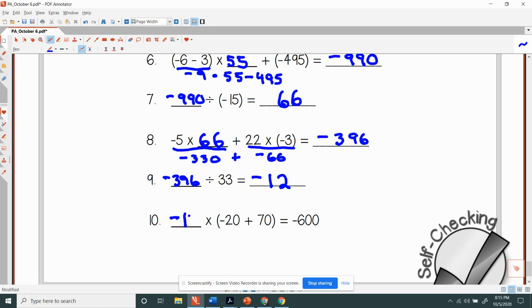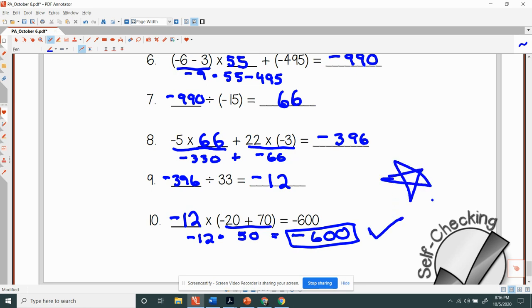So we have negative 12 times, we have to work in the parentheses first. Negative 20 plus 70 is 50. So negative 12 times 50, and you can check on a calculator, and indeed it equals negative 600, and our answer checks, and we did a great job. So let's go back to the exit ticket.